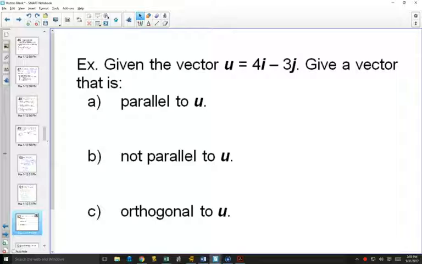So we have the vector (4, negative 3), and we want to find a vector that's parallel to (4, negative 3), one that's not parallel to (4, negative 3), and one which is orthogonal to (4, negative 3).